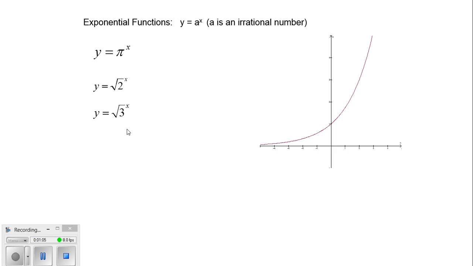Radical 3 to the x, again, approximately 1.71 to the x, has the same behavior, ever increasing, with an intercept of 1, because anything to the 0 power is 1. The only thing that's going to change looking at these is the rate at which the graph is climbing. Okay, the larger the base, the quicker it's going to climb.